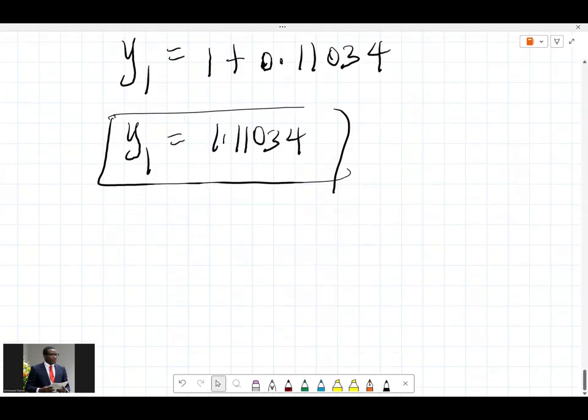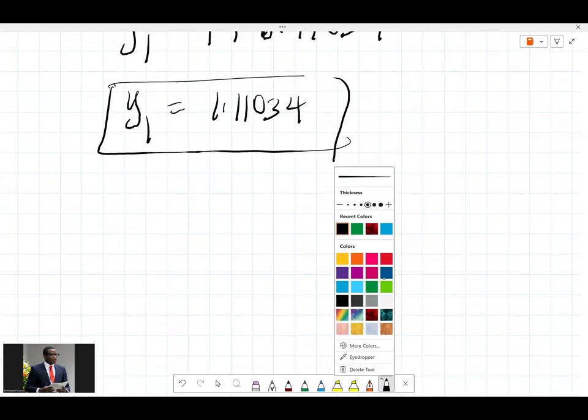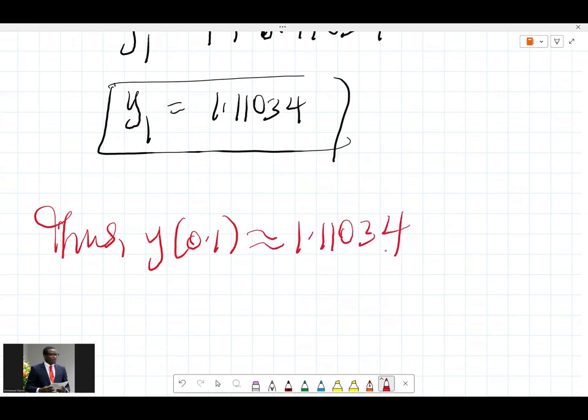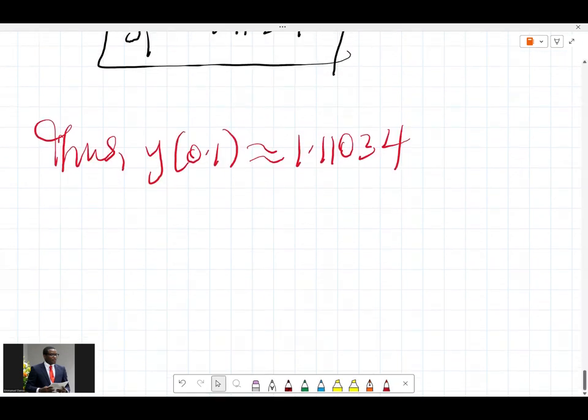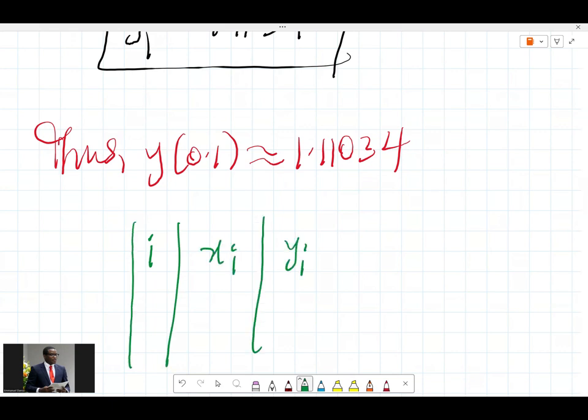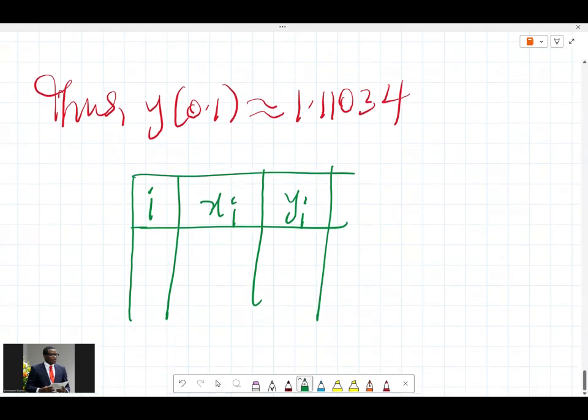So we can say thus y of 0.1 is approximately 1.11034. Okay, that's what that should be. If you are doing it in a tabular form, just like I like to do, imagine that you have i here, then you have xi, and you have yi. You can go on and on following the steps, but that'll be a lot of stress. So I'm going to just go for the Python code.